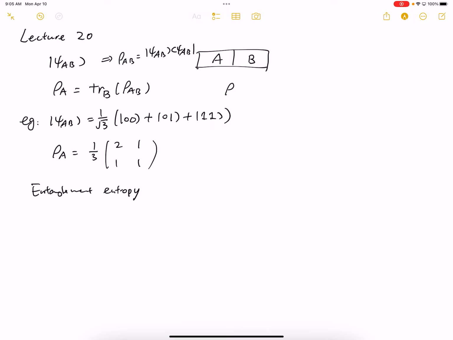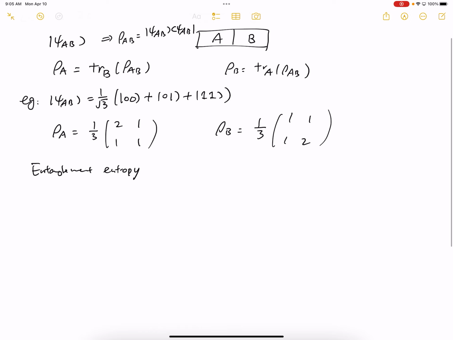Similarly, you can find the reduced state for system B. You do a partial trace over system A, and we also did this in class. So this actually is going to be 1, 1, 1, 2. The diagonal terms are a bit different. So the entanglement entropy is defined as the entropy of either the reduced density matrix for system A or the reduced density matrix for system B. These two are mathematically the same, and we're going to show why that's the case.